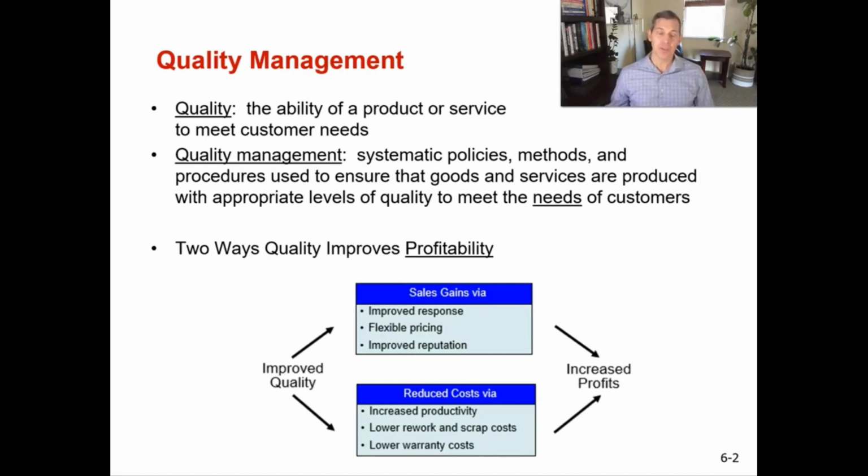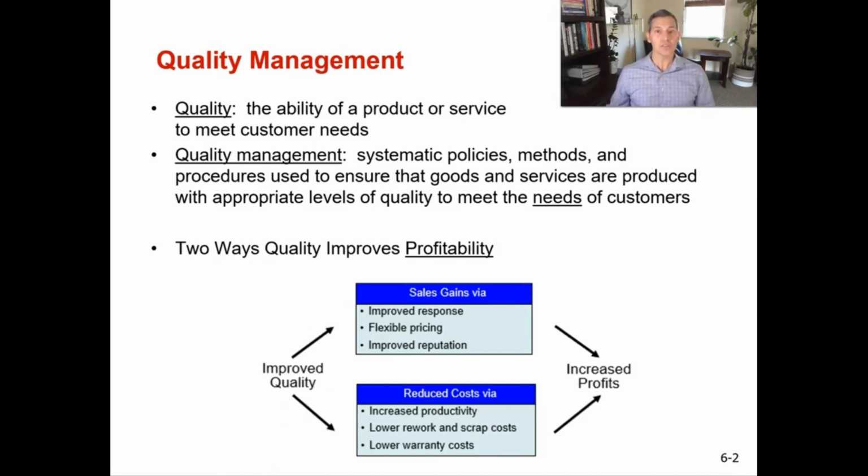So you see at the bottom of the page, you can improve profitability through improved quality by reducing your costs. So you can reduce your costs when you have high quality, because you're not going to be reworking things, you're not going to be building things twice, you're going to not be throwing items away that are scrap. So you can be very profitable when you have high quality.